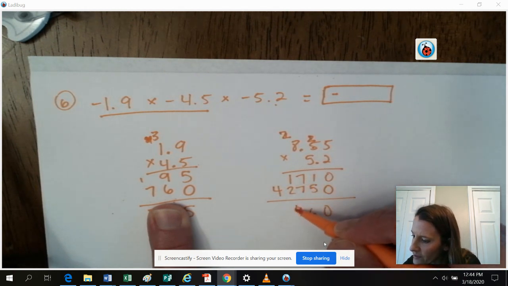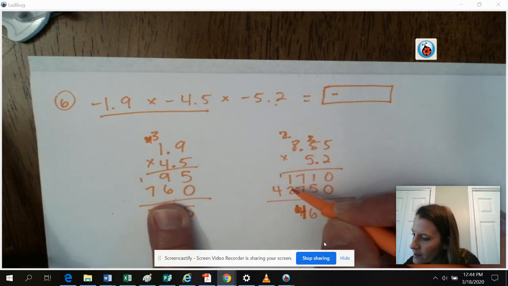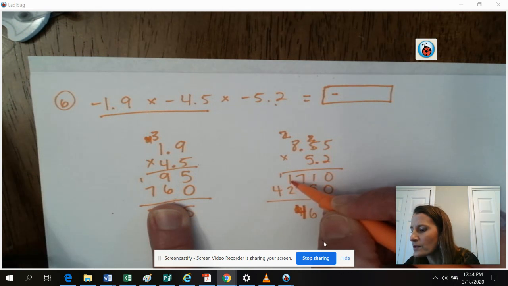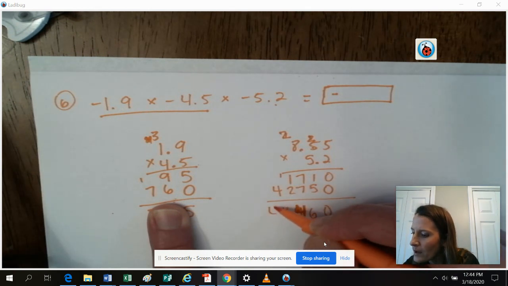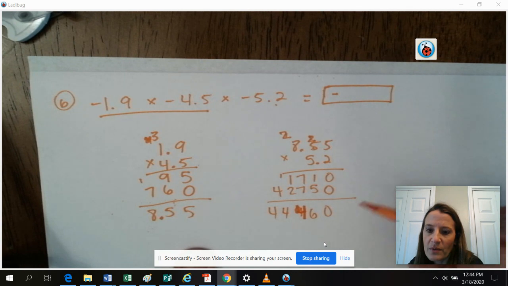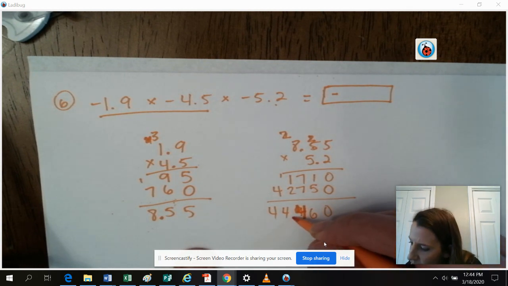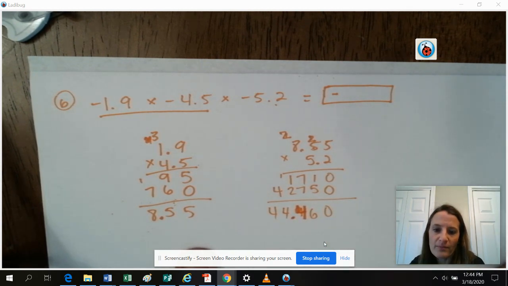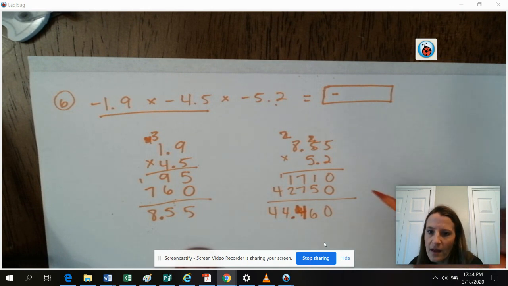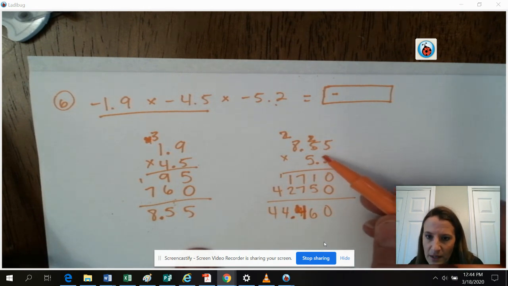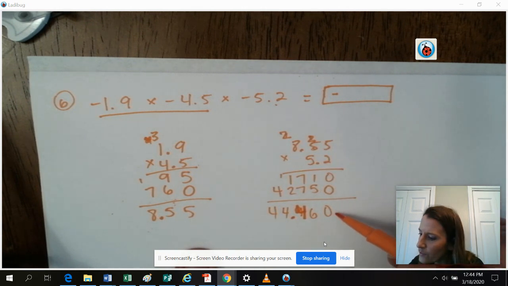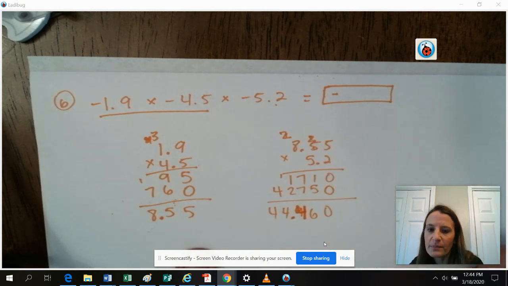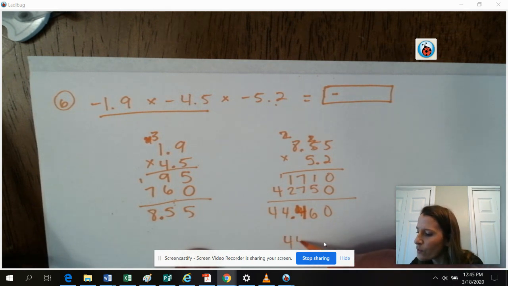Sorry, 7 plus 7 is 14. Carry my 1. 2 plus 1 is 3. We've got 4. Now we said a reasonable answer was around 45. So this is where my decimal would go if a reasonable answer is around 45. And that also makes sense. I have 3 digits behind the decimal, and if we move 3 decimal places, 3 place values, my answer would be 44 and 46 hundredths.